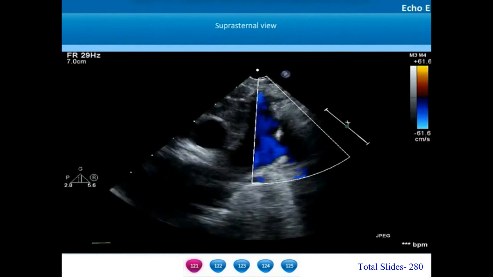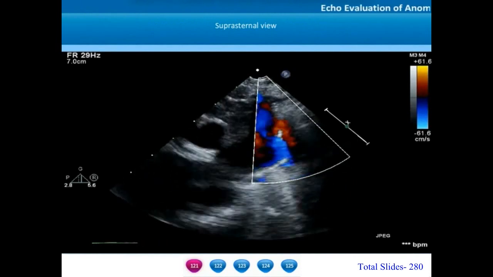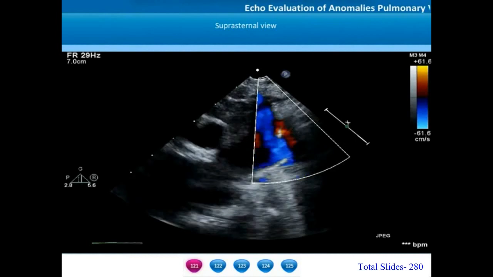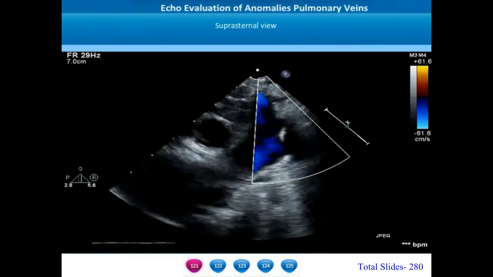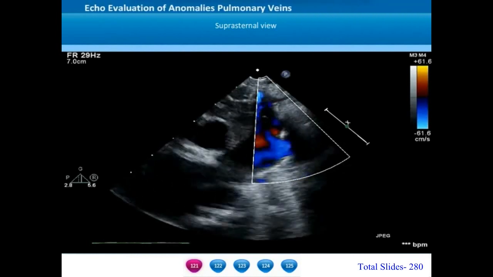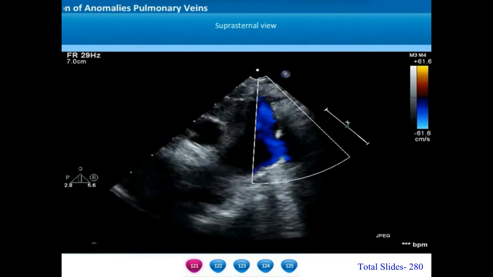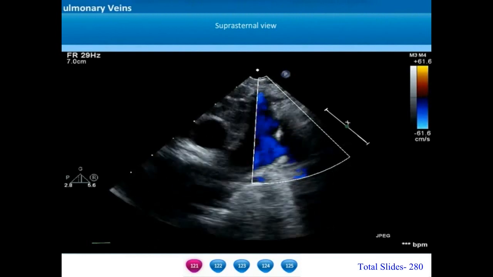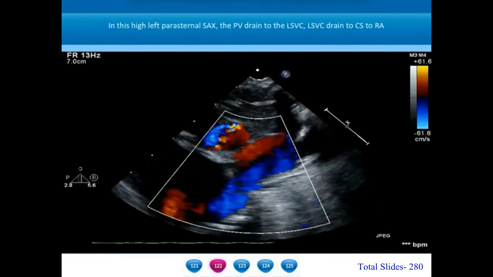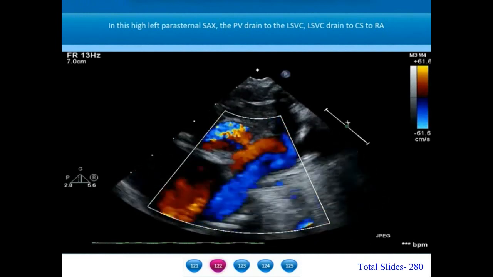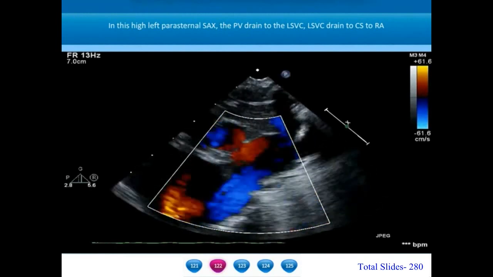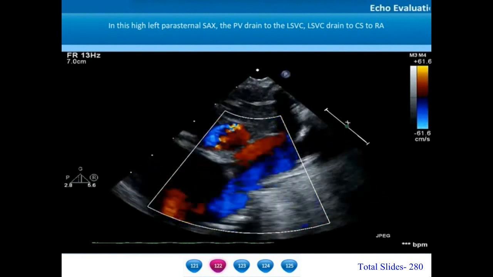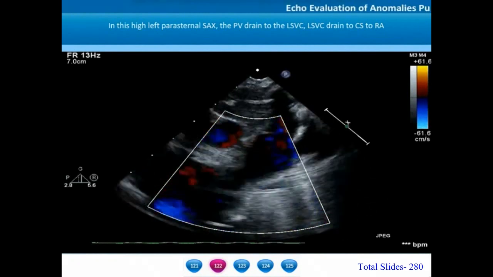From the suprasternal view, we observe that the left superior vena cava is a little bit smaller above the drainage of the left vertical vein. However, it gets dilated after receiving the pulmonary venous channel. After receiving the pulmonary venous channel, the left superior vena cava becomes dilated and enters into the coronary sinus, and thereby entering into the right atrium.